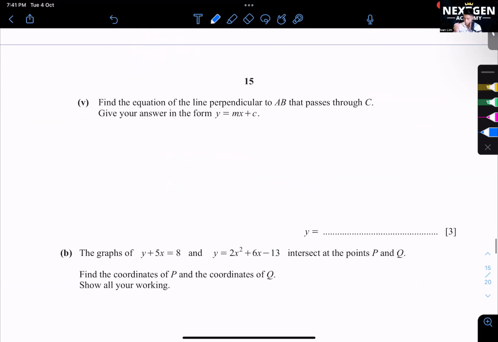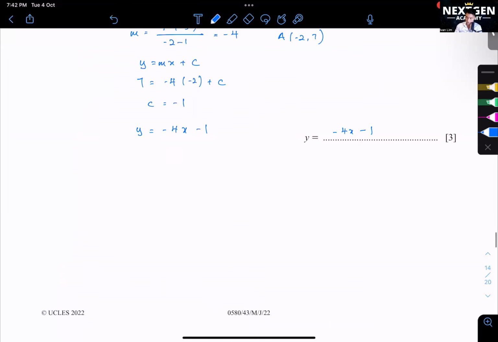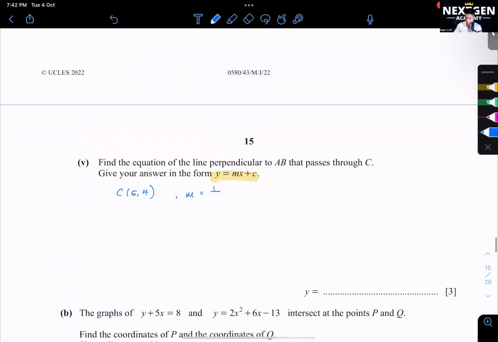Okay, next one. Find the equation of the line perpendicular to AB that passes through C. Give your answer in the form y equals mx plus c. Okay, so passes through C. C is 5, 4. Perpendicular to it means your m just now was what? -4, right? So your perpendicular gradient, you got to remember, you just need to change symbol, then inverse the gradient. Okay, change symbol, then inverse the gradient.